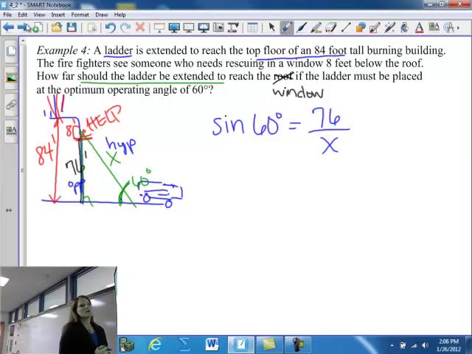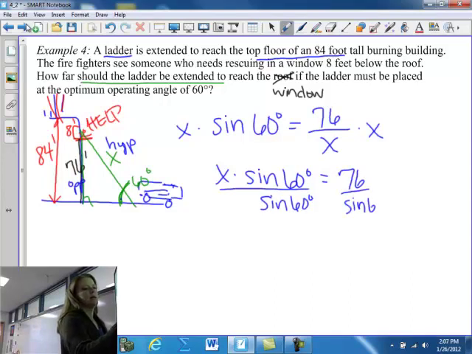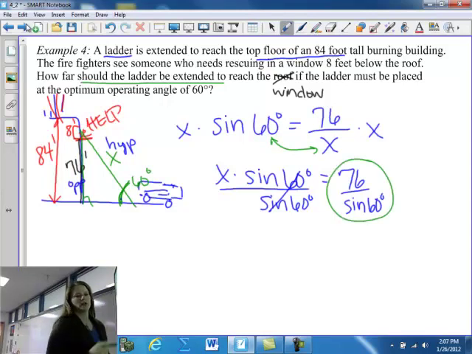Okay, so let's go ahead and get the X by itself first. So we're going to times by X. They always forget to do that. That's okay. I'm going to show you a shortcut. X sine 60 equals 76. Then we're going to divide by the sine of 60. I'm only going to show this once. Okay, so basically, didn't the X and the sine just switch places? Yeah. That's your shortcut right there.